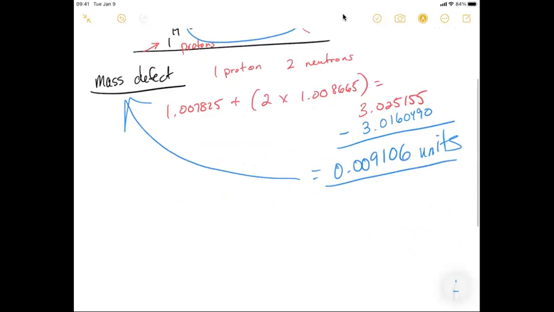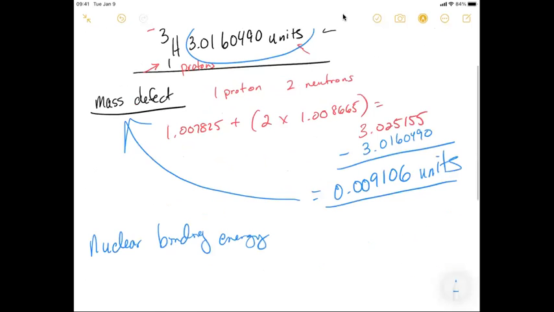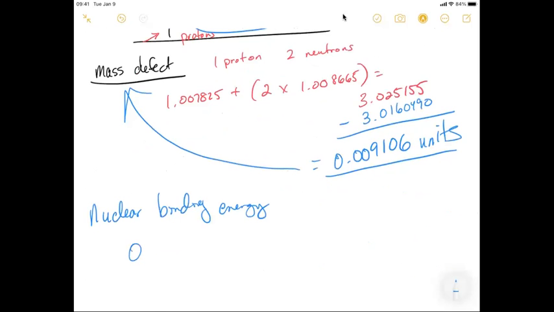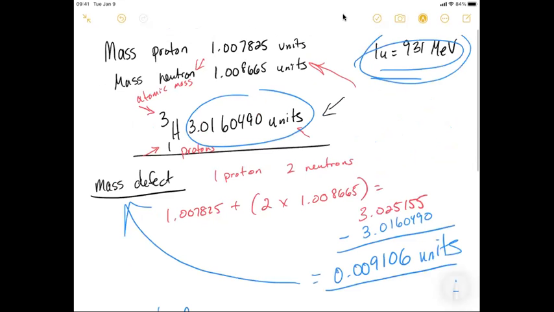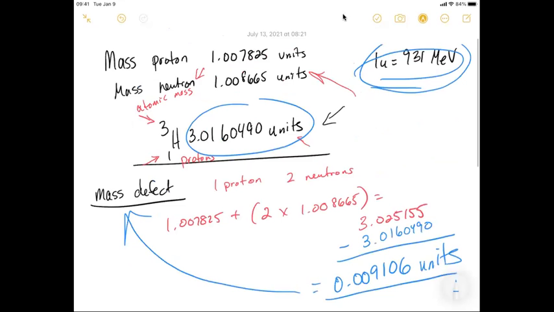Now for the second question of nuclear binding energy, we're going to use this conversion that they've given us in the question, which is 1 unit is equal to 931 electron volts. So, excuse me, we're just going to take our mass defect and we're going to multiply it times our conversion. I'm not going to actually do the actual conversion because you're in grade 12, so we've done that already. So it's multiplied times 931.